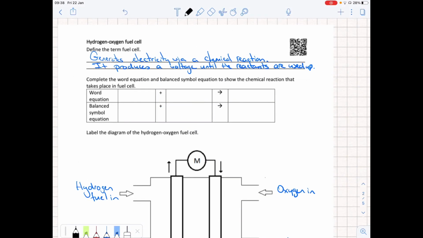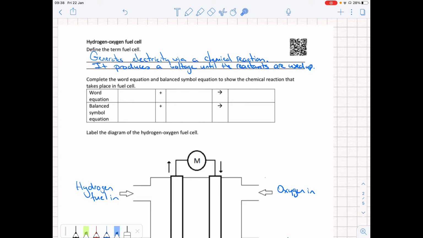Okay, in this video I'm going to take you through the notes in your book to give you a little bit of extra help, and this is on fuel cells. So let's first of all start by defining what a fuel cell is. A fuel cell allows us to generate electricity using a chemical reaction.